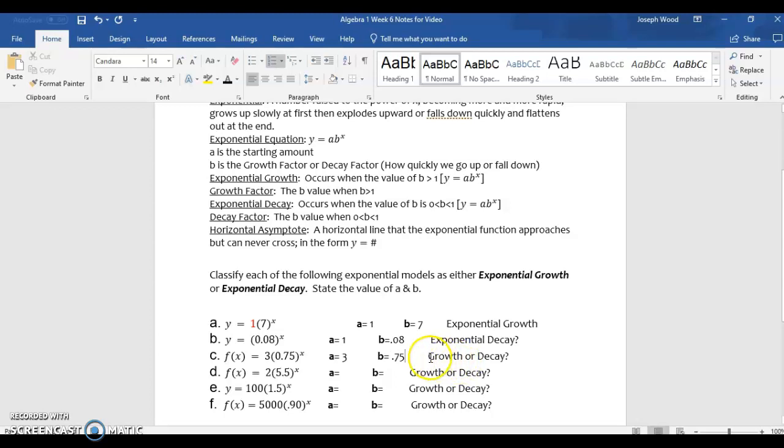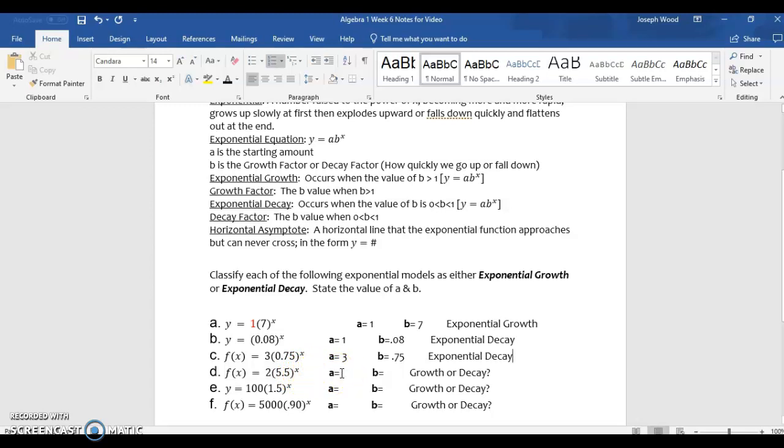And now, again, is this exponential growth or is this exponential decay? Well, 0.75 is less than 1, but greater than 0, so this is still exponential decay. Now let's look at D. D says f of x equals 2 times 5.5 to the power of x.